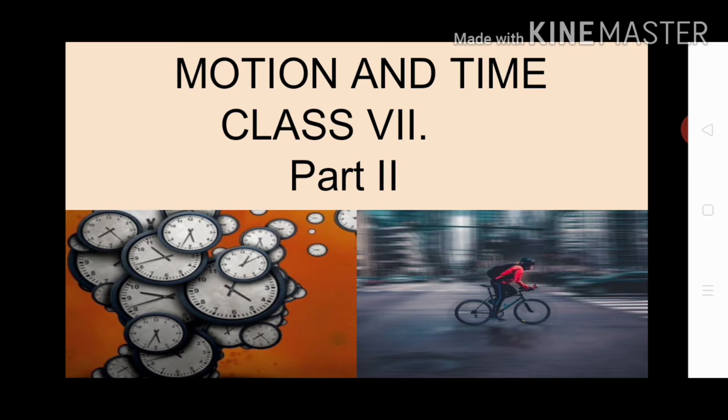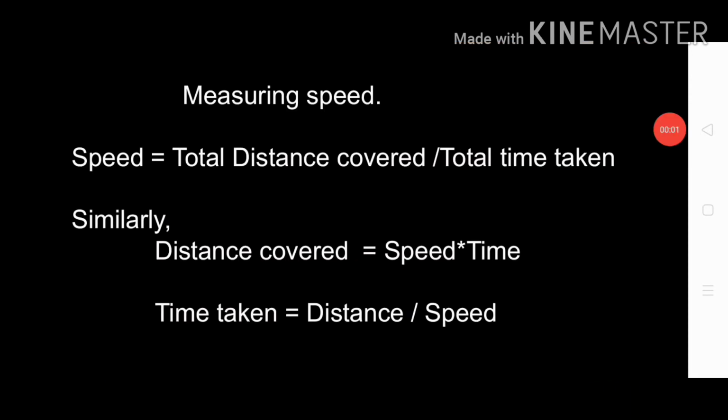Today let's learn about how to measure the speed and the distance time graph. In last class we have learned about the definition of speed. Speed is the distance covered by an object in a unit time. We can write speed is equal to total distance covered divided by the total time taken.